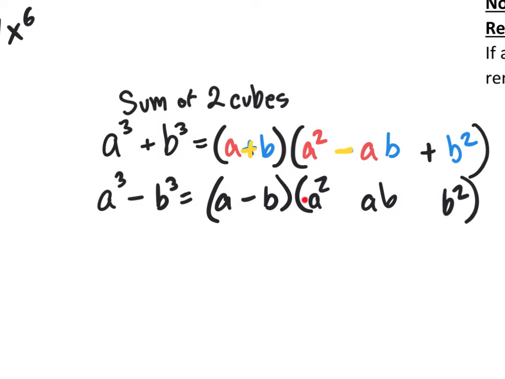We did say anything squared is always positive. That'll help you remember that this is always positive. B squared, anything squared is always positive. That'll help you remember that that's always positive. Now, if this was a minus, which it is, then this middle term has to be a plus. And that's it. That's the strategy to help you memorize these two formulas that are called sum and difference of two cubes.